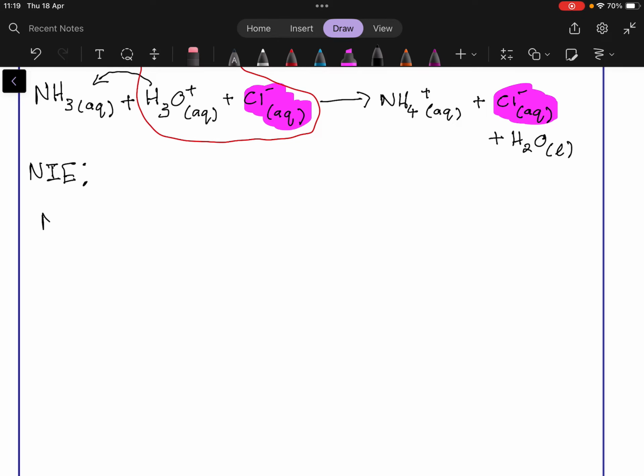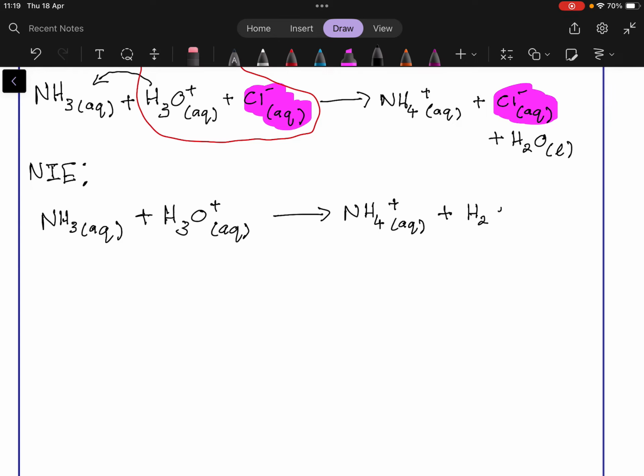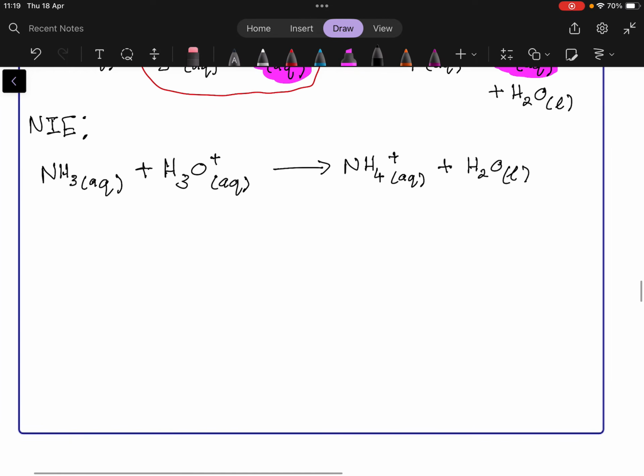is then NH3 aqueous plus H3O+ aqueous gives NH4+ aqueous plus water. And that's our net ionic equation.